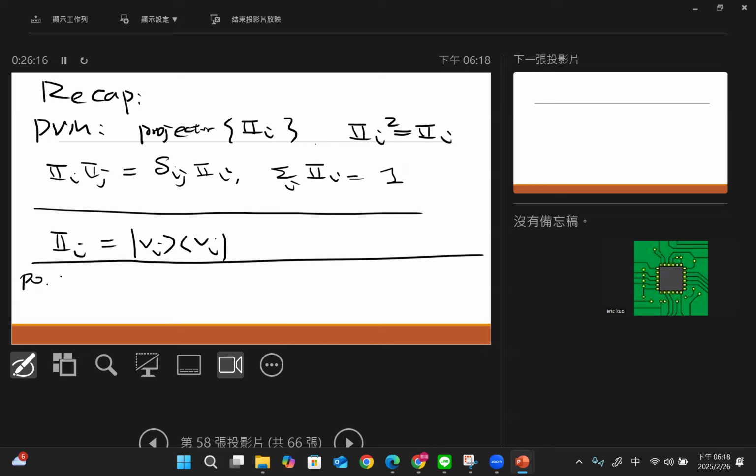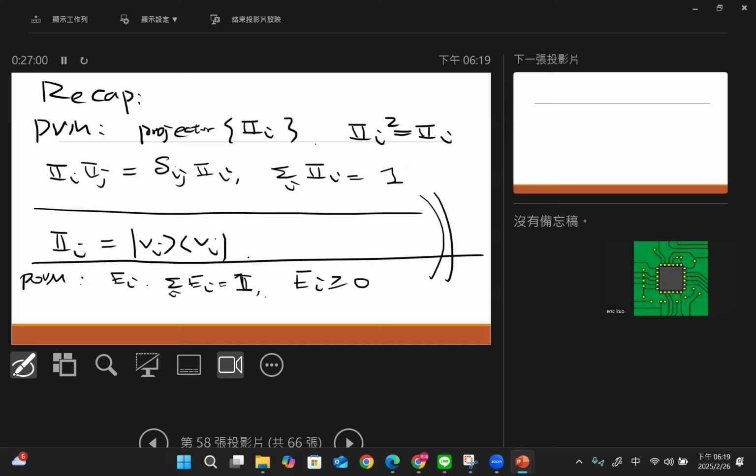And for a POVM, I give you a bunch of E_i matrices that sum to the identity. By the way, they don't need to have d of them or N of them. The only requirement is that they are positive. Compared to the PVM, the only difference is that the POVM is more generalized because it doesn't have the orthogonality relation, and the number of E_i can be smaller. You can have just 3 or 4 of them.